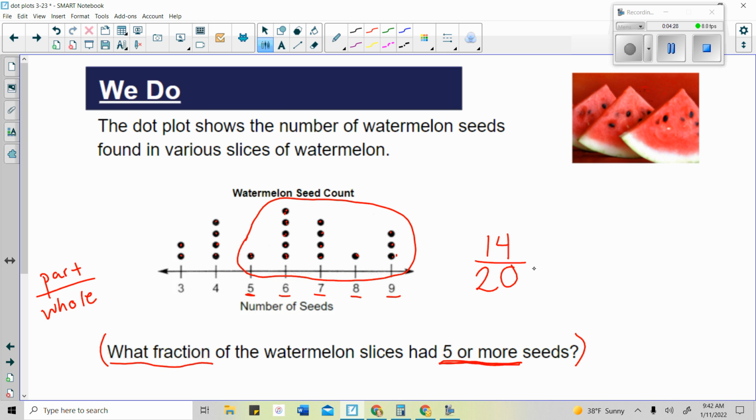Okay, so remember our first step is to see if it can be simplified. We can't divide 20 by 14, so let's start with 2. 2 will go into both 20 and 14. So go ahead, pause the video, simplify. Did you get 7 over 10? It cannot be simplified again, so that would be your answer.